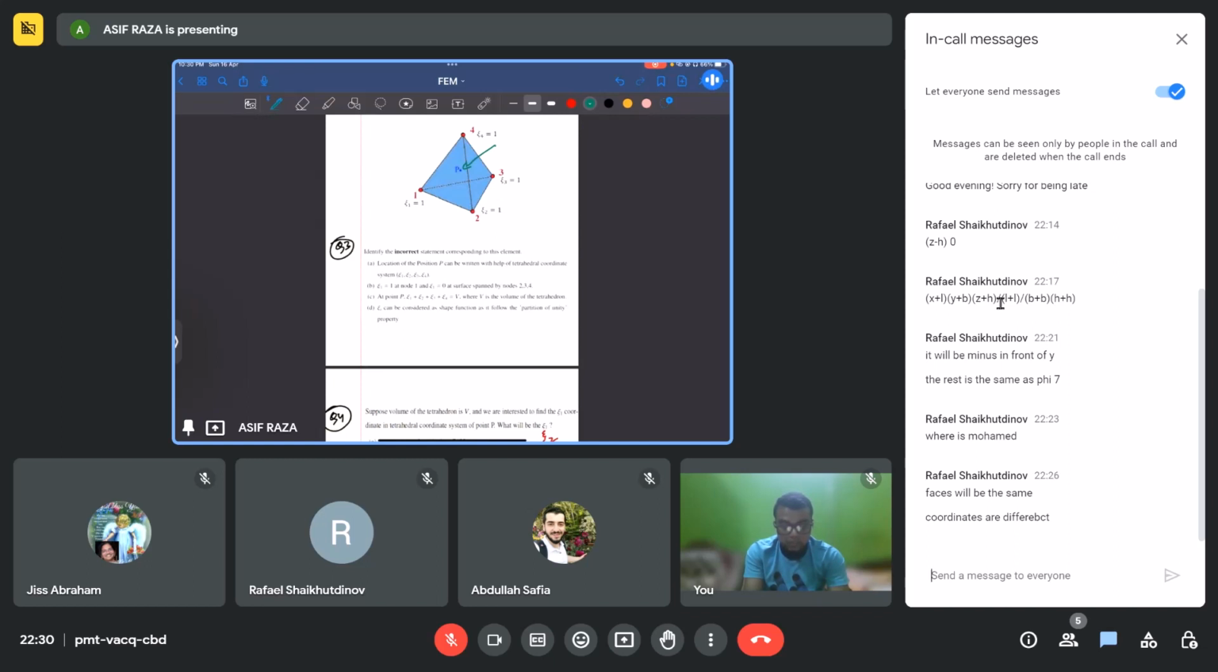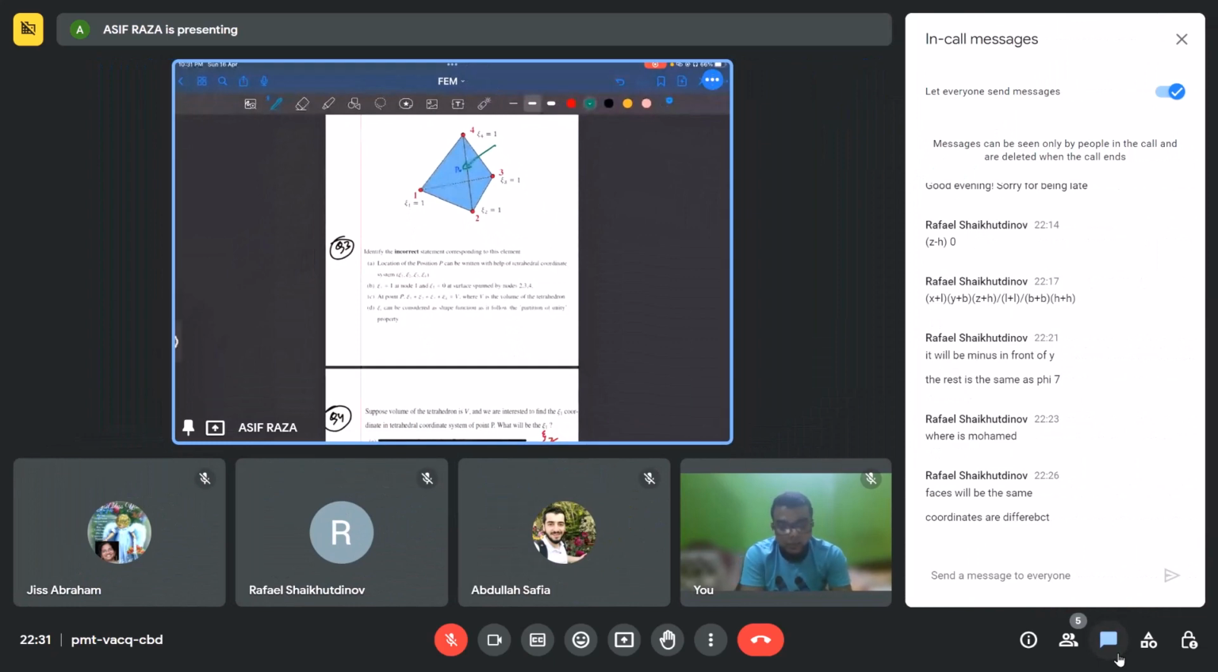Statement B is, xi1 equal to 1 at node 1 and xi1 equal to 0 at the surface spanned by nodes 2, 3, 4. Statement C is, at point P, xi1 plus xi2 plus xi3 plus xi4 equal to 0, there will be the volume of the tetrahedron. Statement D, xi i can be considered as a shape function as it follows the partition of unity property. So what do you think is the incorrect statement and correct answer corresponding to this question?